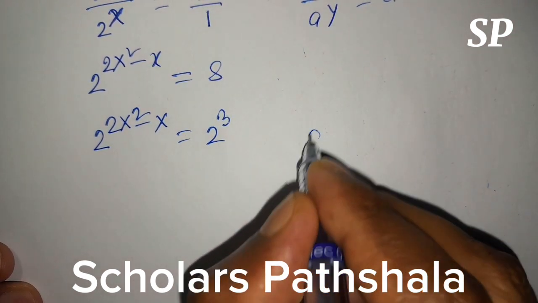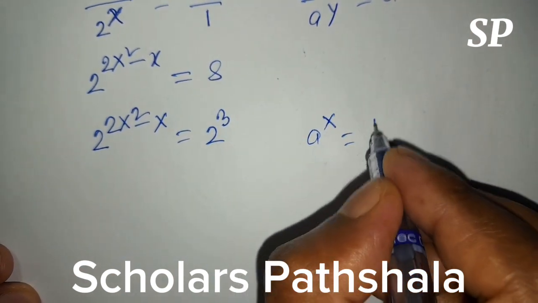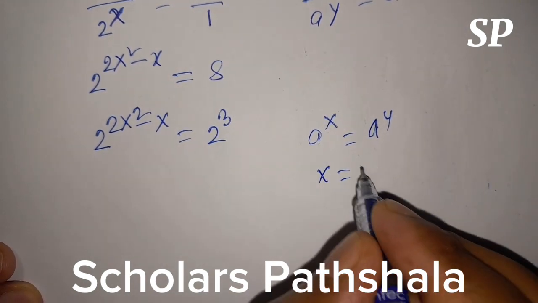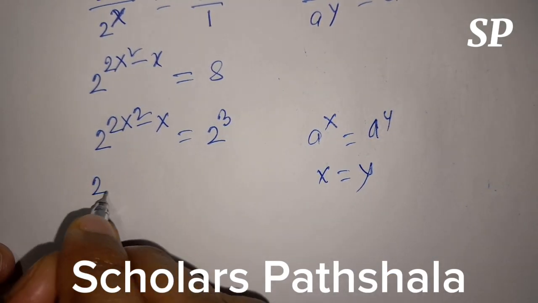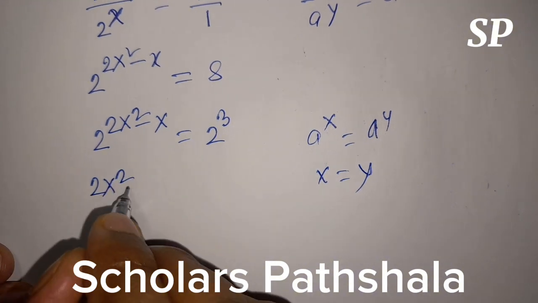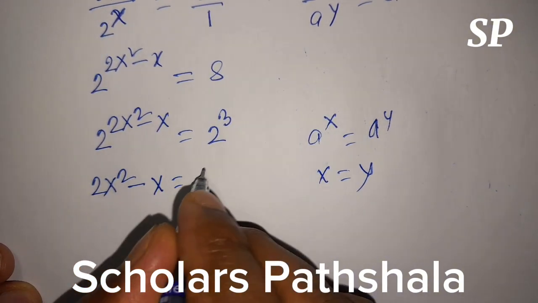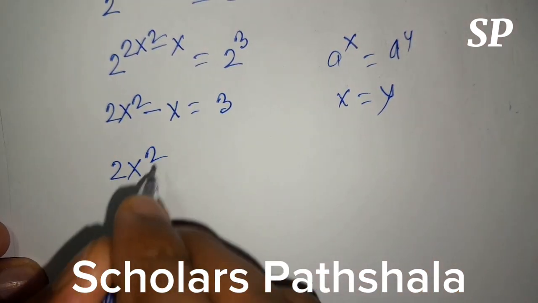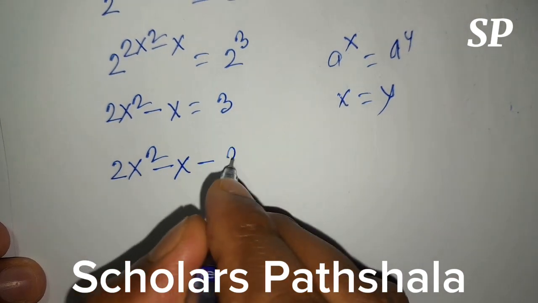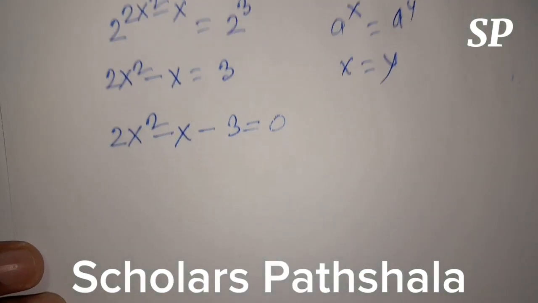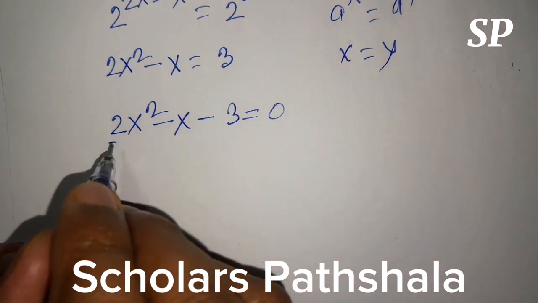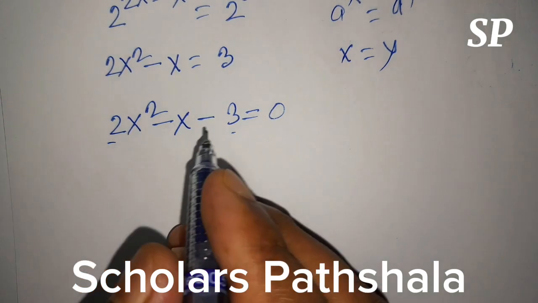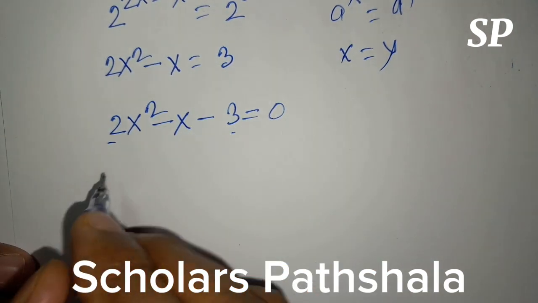Here we use: if a^x is equal to a^y, then x is equal to y. Okay, so we can write x² minus x is equal to 3. Then we can write x² minus x minus 3 is equal to 0. Here 2 and 3 multiplying is 6. Then we middle factor this.